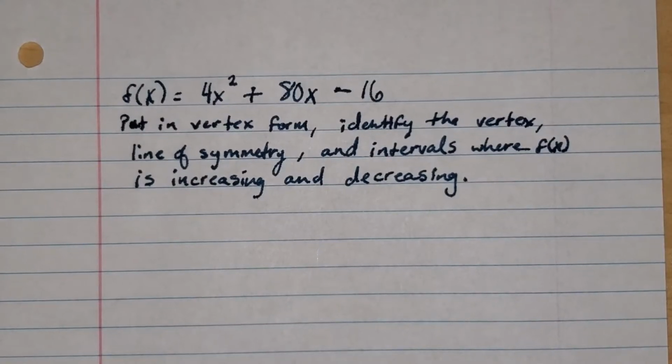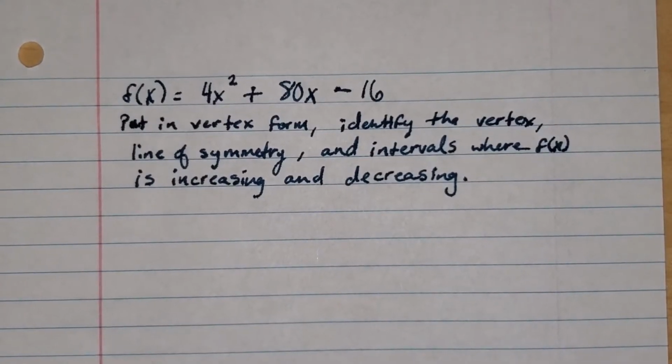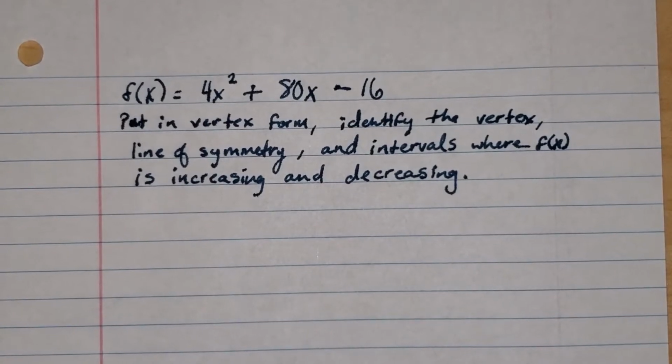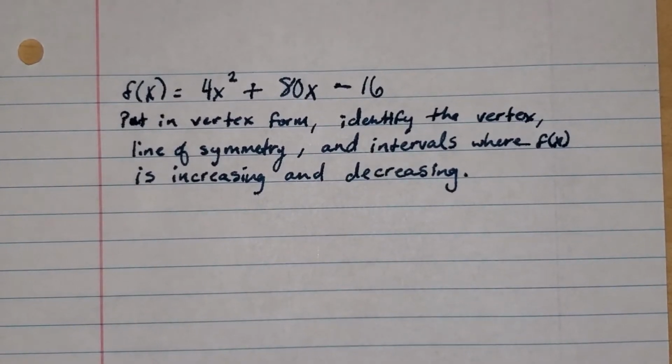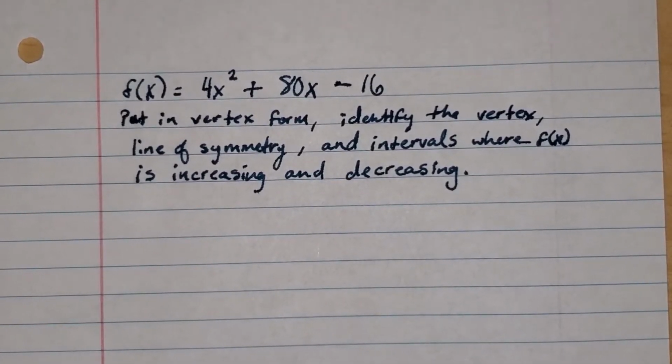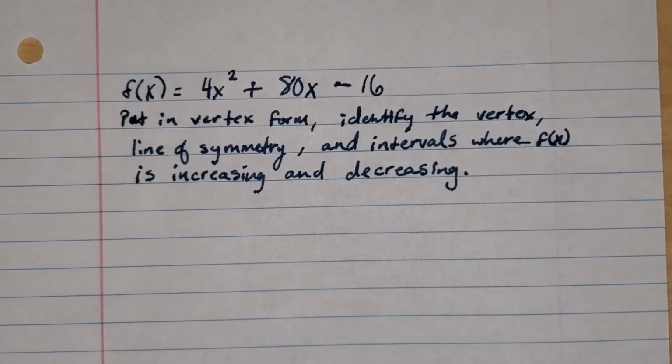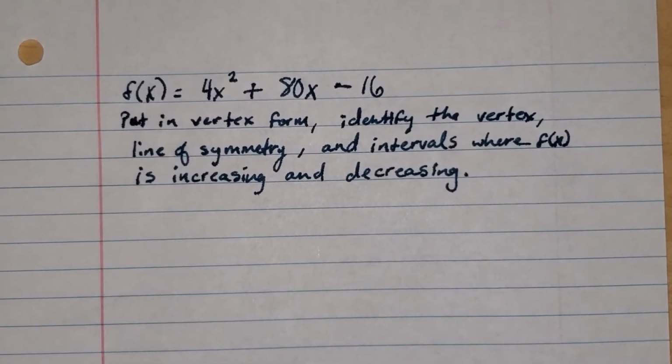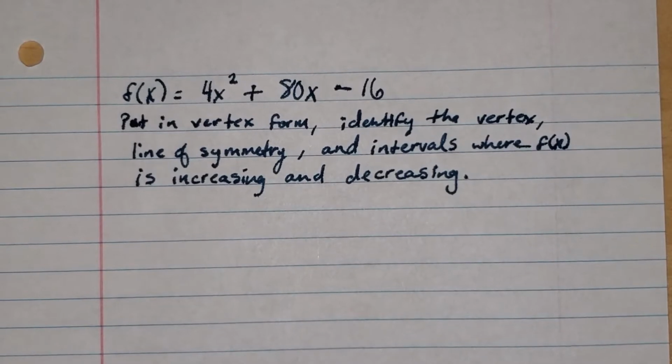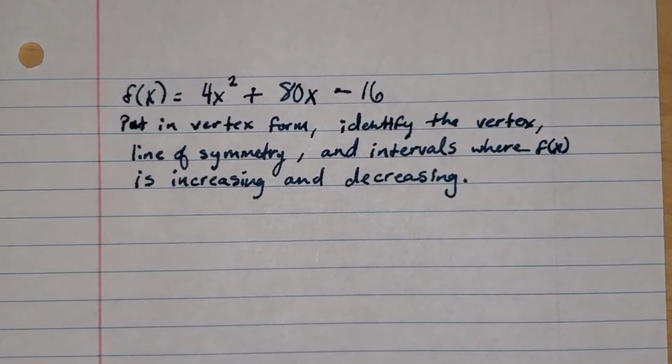Okay, so we are given a second degree polynomial. It says f of x is equal to 4x squared plus 80x minus 16. And they've asked us to put this equation into vertex form, then identify the vertex, the line of symmetry, and the interval where f of x is increasing and decreasing.